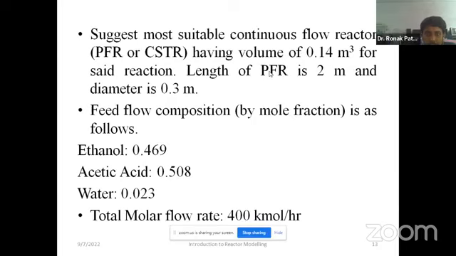For RPlug and RCSTR, we have the same reactor volume, which is 0.14 meter cube. The plug flow reactor has a length of 2 meter and a diameter of 0.3, which is equivalent to a volume of 0.14 meter cube. The feed composition is given as ethanol, acetic acid, and water. The total mole fraction is 1, and the total molar flow rate is 400 kilomole per hour. Now I will be directly taking you to the simulation environment.